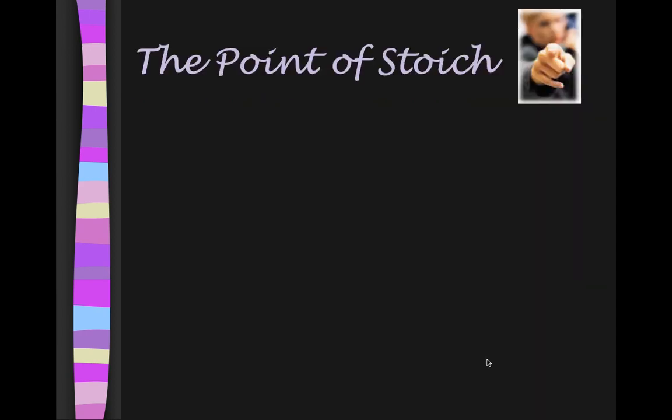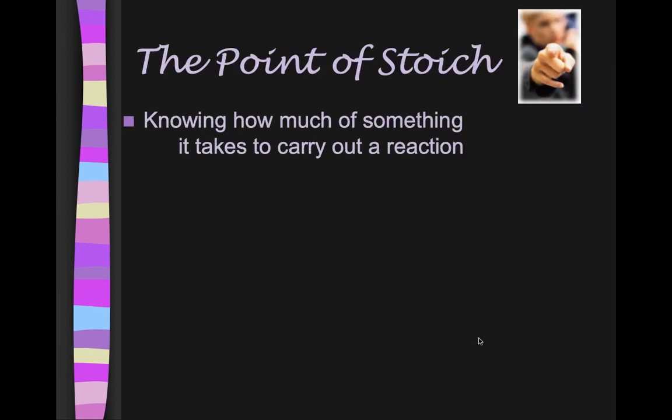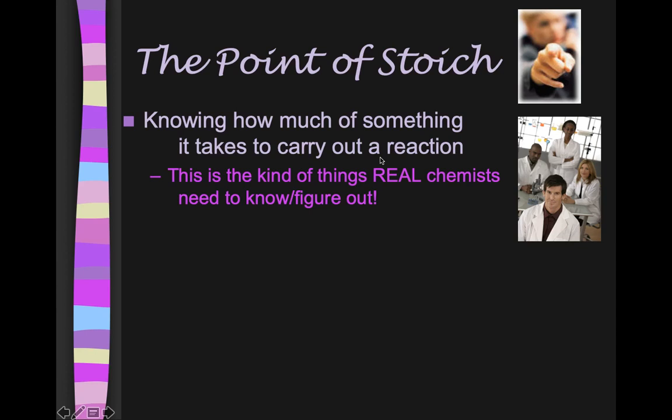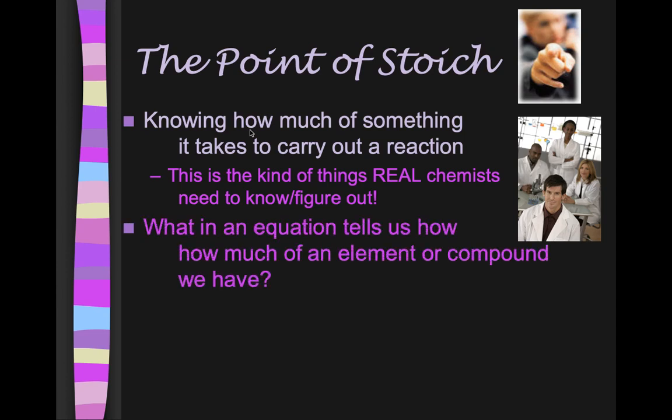Let's continue on. All right, the whole point of stoichiometry is knowing how much of something it takes to make a reaction happen. This is something that real chemists would need to figure out, right? Rather than someone telling them, oh, measure out this much in the lab and then make this much. That's not reality, right? So the practical applications of what chemists need to know is shown in this kind of calculation called stoichiometry. If I want to make a certain amount of product, how much reactant do I need to start with? I can calculate that instead of randomly mixing it together.